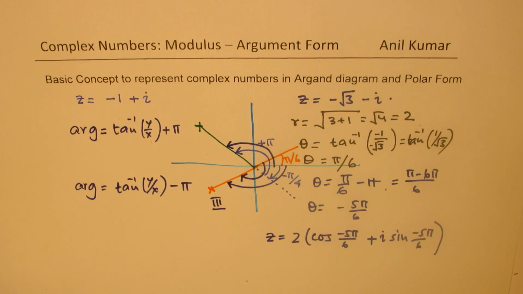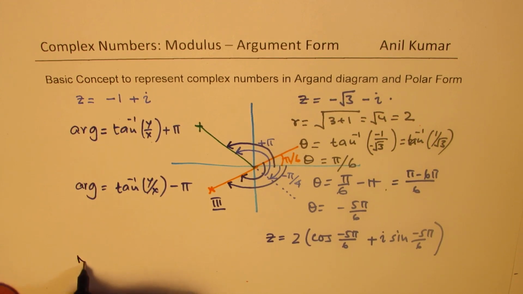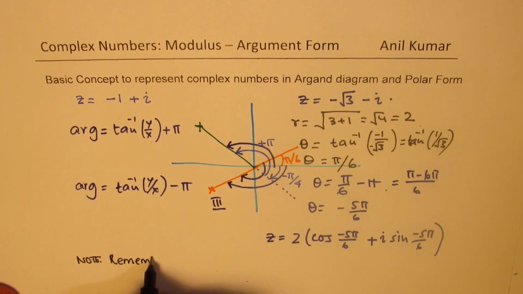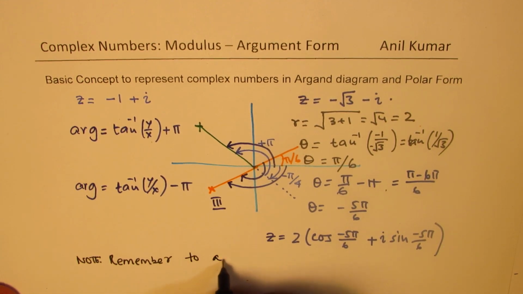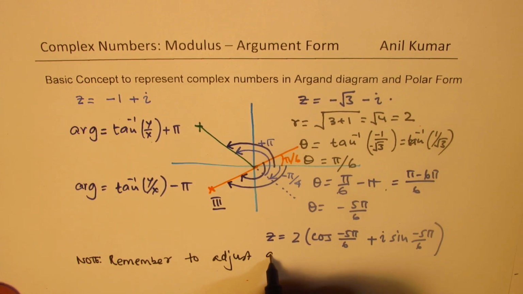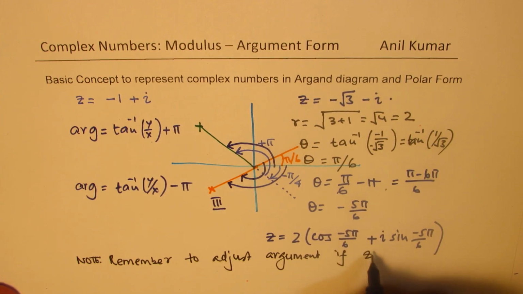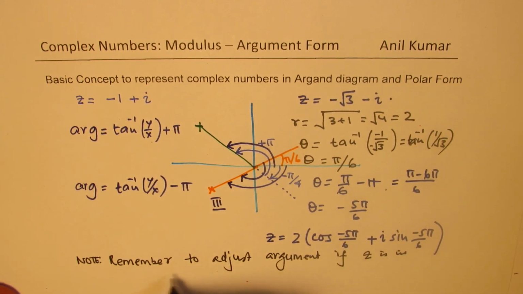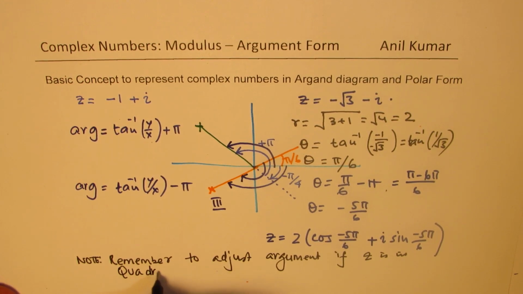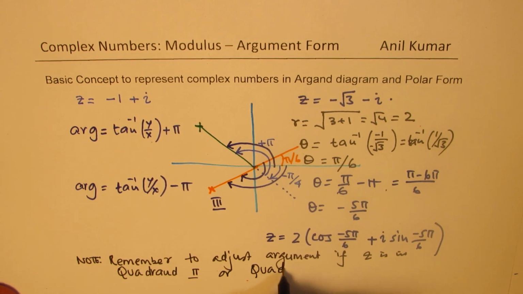So it is important to note that the adjustment should be done in the argument theta whenever you calculate the argument, right? So to cut short, note, remember to adjust the argument if z is in quadrant 2 or quadrant 3.